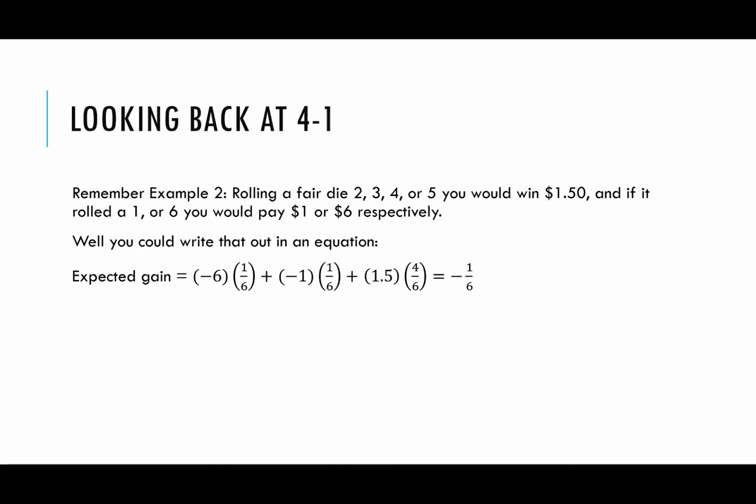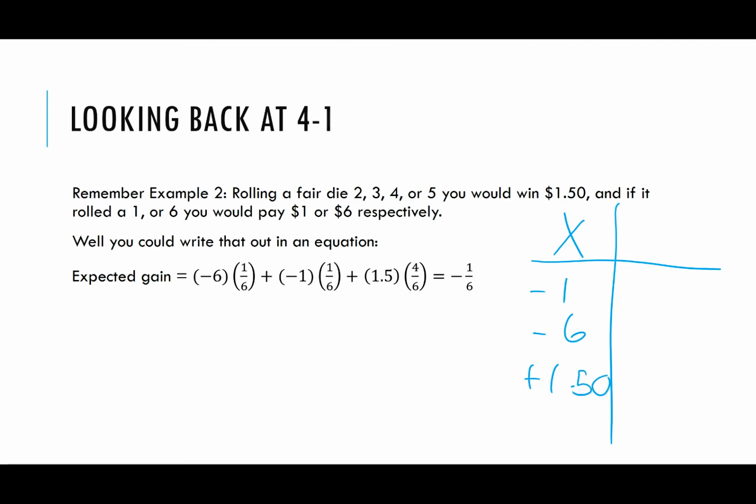So if you go back and look at 4.1, there's a problem that we did where we had a lottery, and there's a 1 in 10 chance that you win. Oh wait, no, I'm sorry, I'm thinking of a different problem. The different problem is this one. You roll a die, and if you roll a 2, 3, 4, or 5, you win $1.50. If you roll a 1, you lose $1. If you roll a 6, you lose $6. And we made the table. X was the amount of money we win or lose. So remember, we either lost $1, lost $6, or we won $1.50.